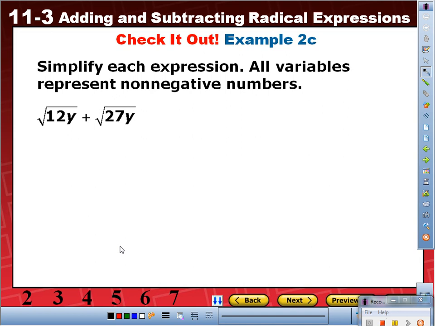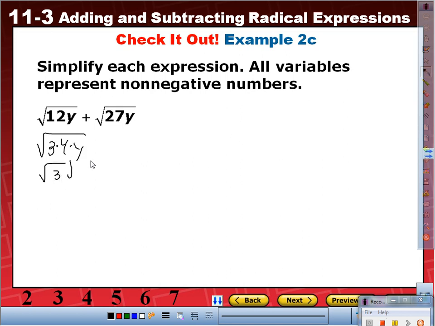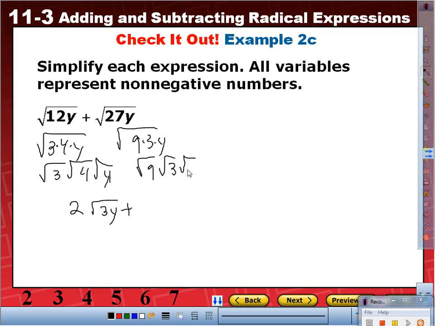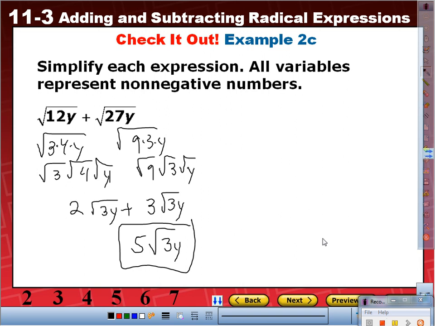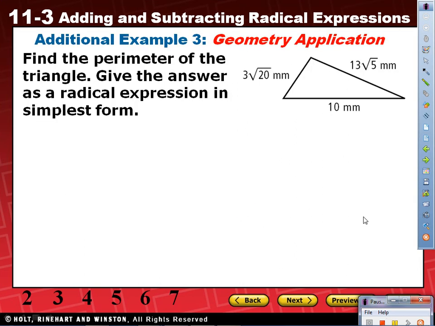Okay, let's see. This one becomes 3 times 4 times y, yes? Square root of 3, square root of 4, square root of y. Square root of 4 is 2, square root of 3y, is that correct? Plus, this is 9 times 3 times y, square root of 9, square root of 3, square root of y. This is 3 square root of 3y. Can we combine these? 5 square root of 3y. Hands if you got that. Okay, now let me show you the last one.